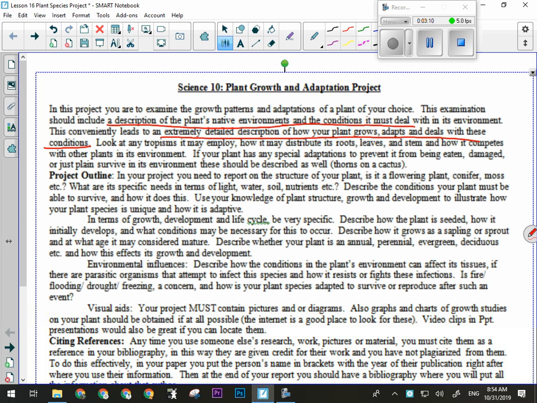That is a plant that grows on land, no aquatic plants. They work a lot differently. Okay? All right. So, is it a flowering plant, a conifer, a moss? Okay, what are its specific needs in terms of light, soil, water, nutrients? Okay, and that's kind of part of you describing the environment in which it lives. Okay, describe the conditions your plant must be able to survive and how it does this. Again, conditions it lives in. Use your knowledge of plant structure, growth, and development to illustrate how your plant species is unique and adaptive.